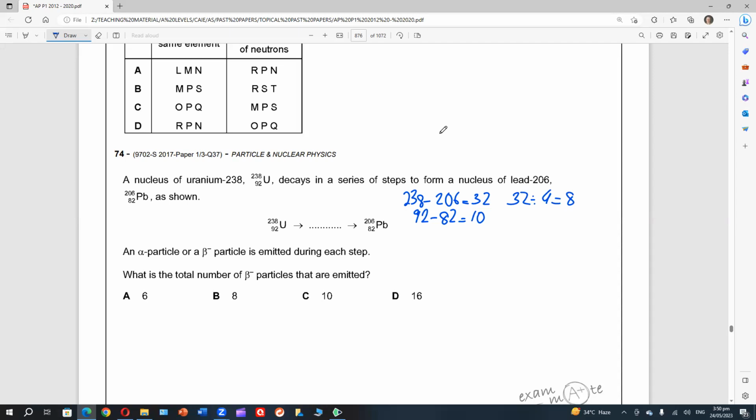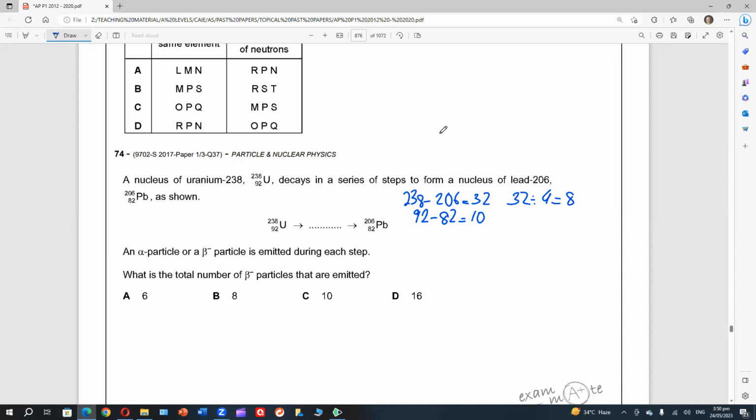Can you hear me? I can hear you now. The thing I did was I figured out that 8 alpha particles are emitted. Sorry, your sound is very much cutting. I'll rejoin.